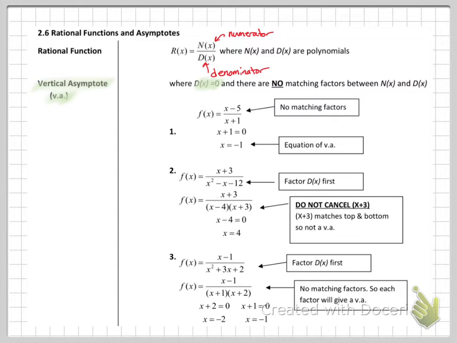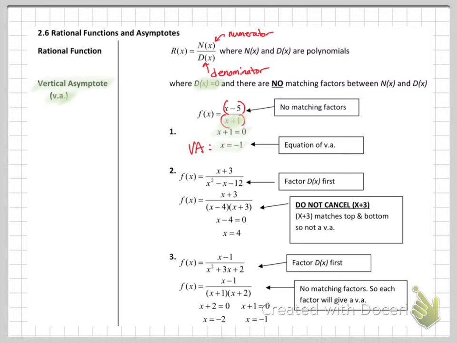So first you make sure there's no matching factors. So it needs to be in factored form. This one is in factored form. You could put some imaginary parentheses around the top separately from the bottom if you'd like. x minus 5 over x plus 1, there's no matching parentheses, there's no matching factors. So the bottom is going to give you a vertical asymptote, and the way you get it is by setting it equal to 0. You could probably do that in your head, zero product property. x equals -1 is our vertical asymptote.